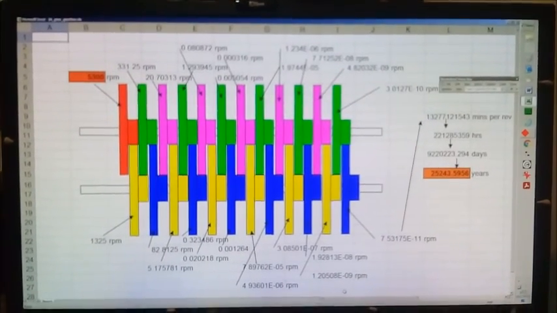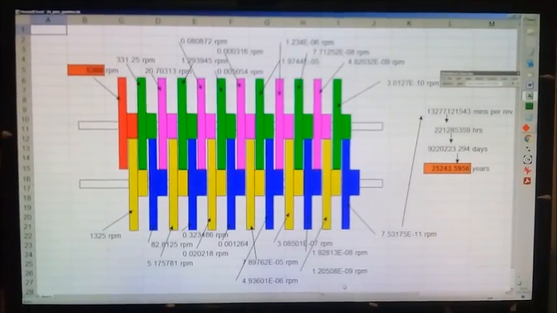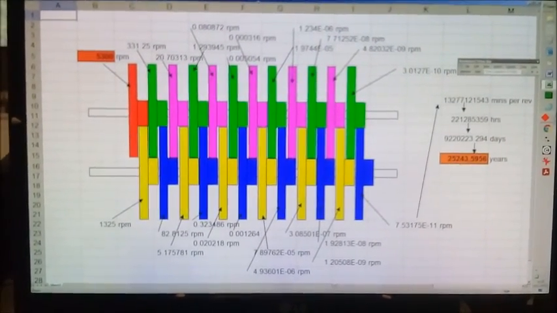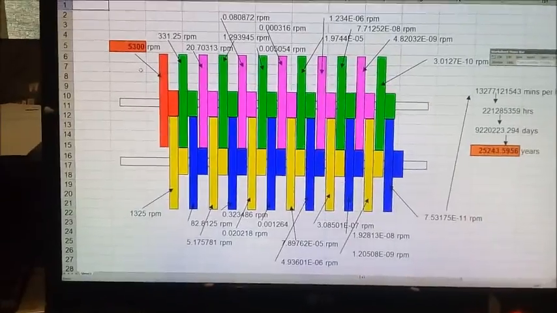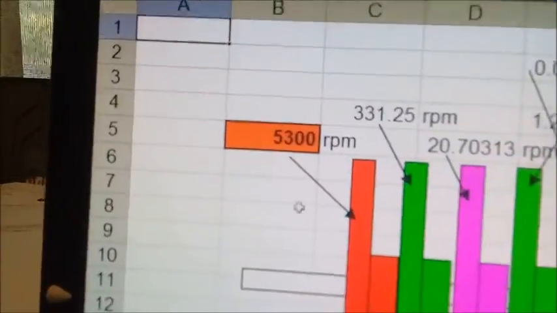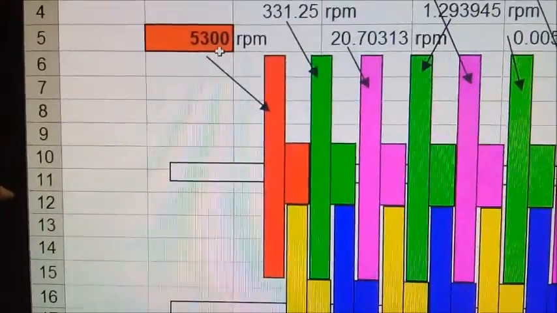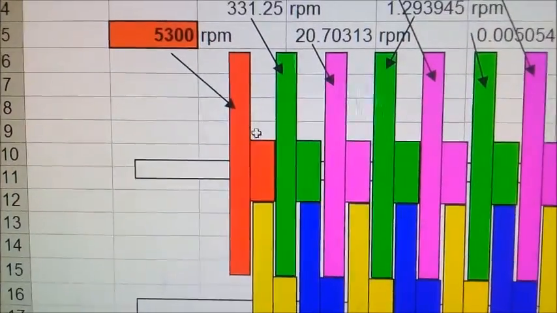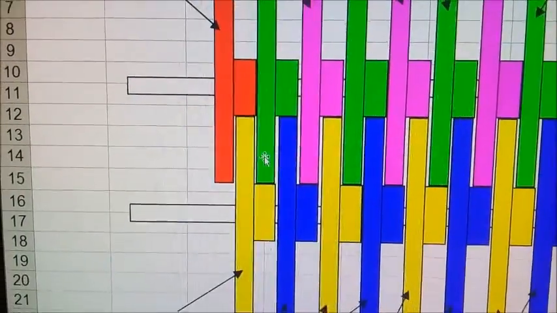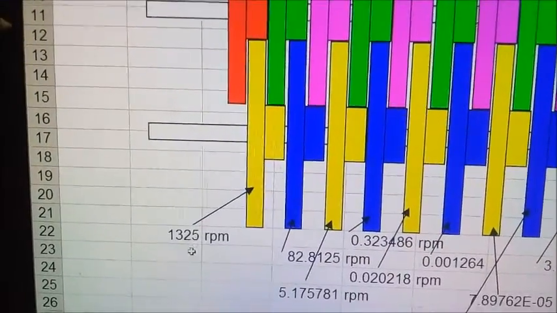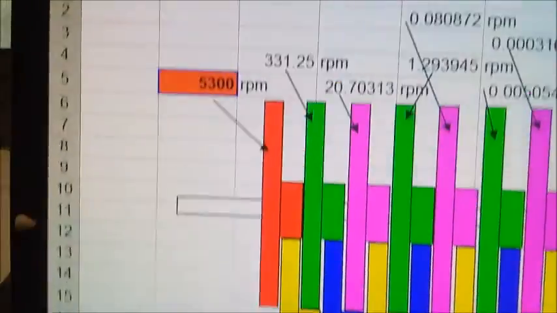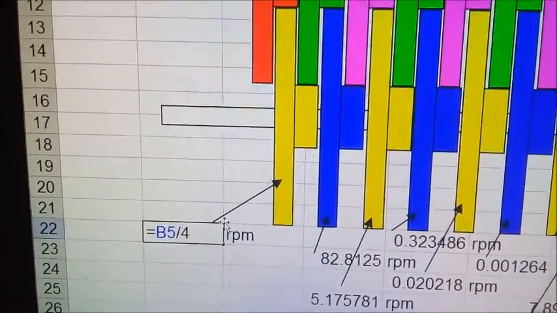Okay, this is how I verified his calculations. If you can see the cursor, here's the first gear, and that's its RPM. That one spins this yellow gear, and its RPM is just a formula, B5, which is that, divided by 4, which gives that.